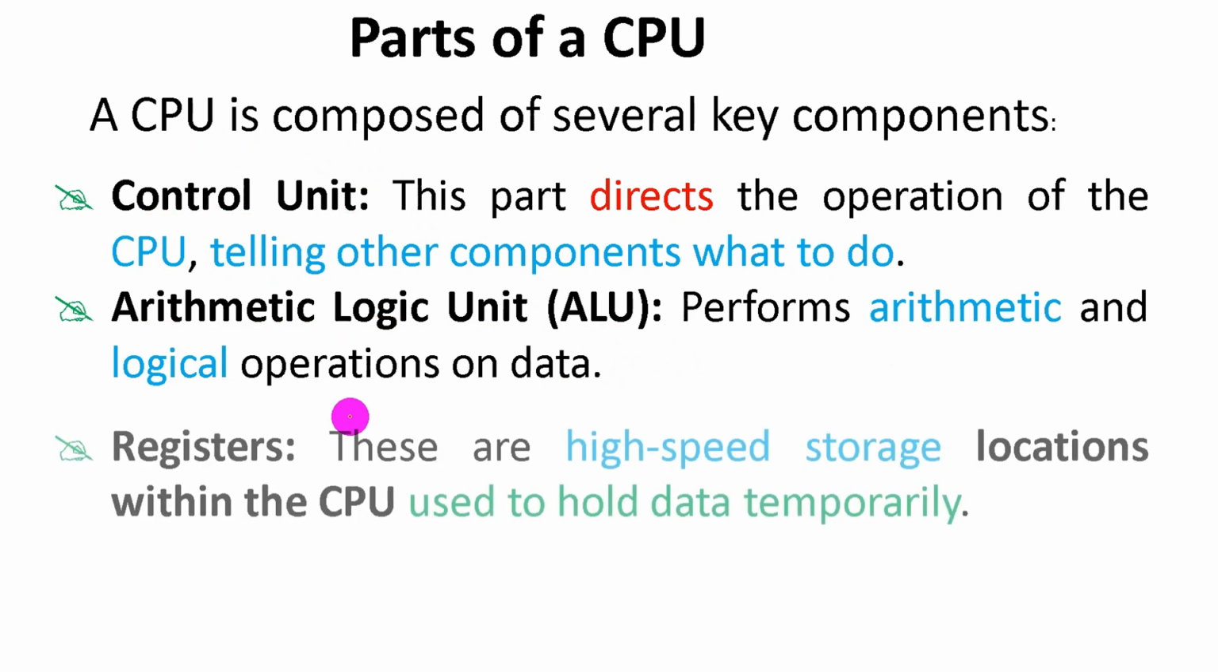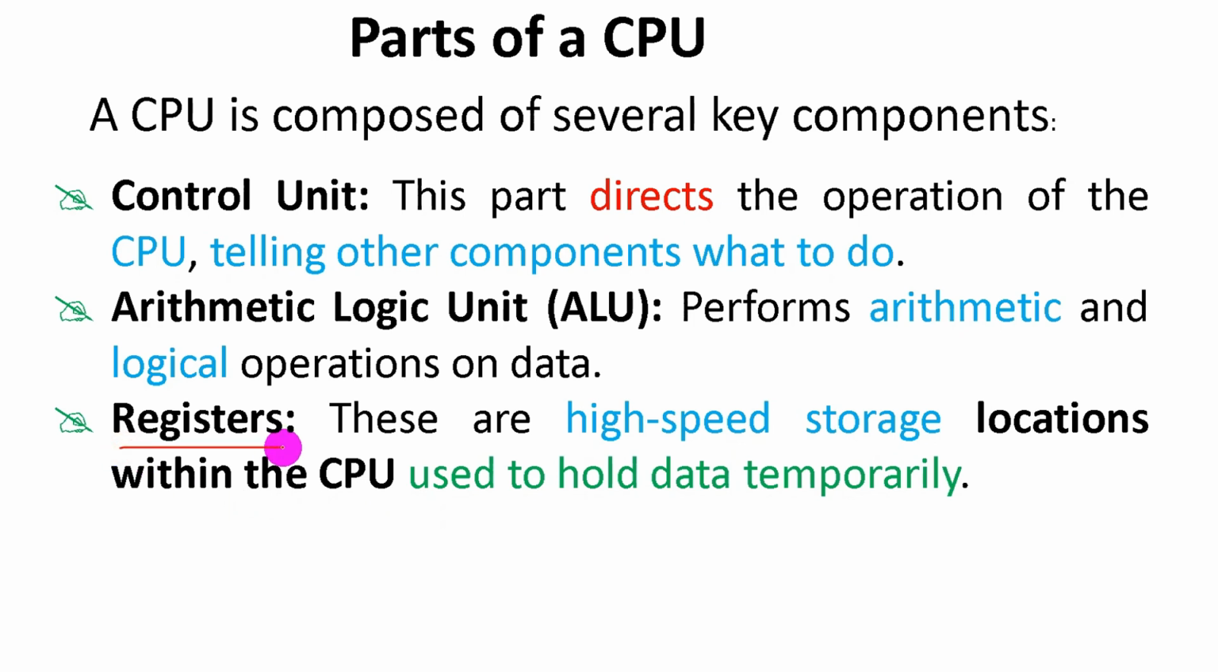The other component of the CPU is the register. These are high-speed storage locations within the CPU. Location within the CPU means that it's a part of the CPU. It has higher speed storage when we compare it to cache, primary memory, secondary memory, and tertiary memory. Its function is to store the currently executed instruction or data temporarily. So it is used to hold data temporarily, data that is executed by the central processing unit.